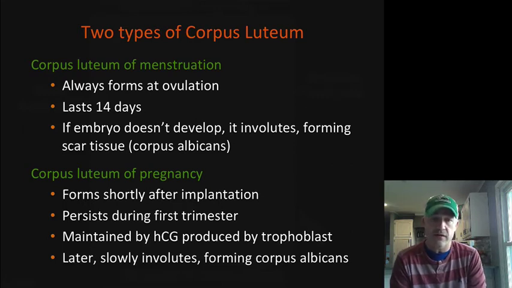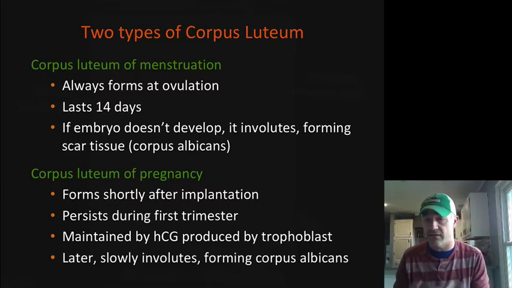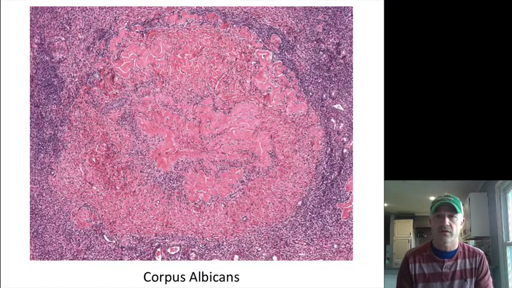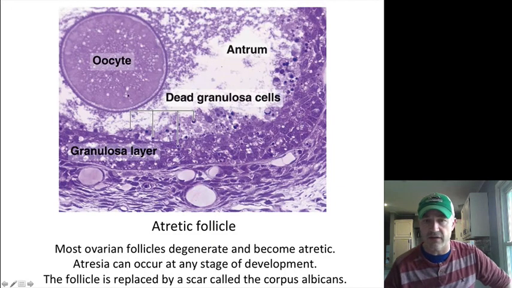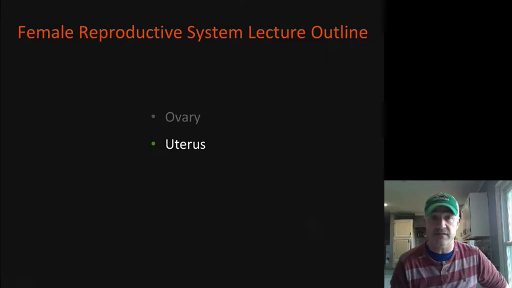If a pregnancy was to occur, you actually have the embryo releasing a hormone called HCG, which mimics LH and is going to maintain that corpus luteum. After about the first trimester, the placenta takes over production of these hormones, and that will slowly degenerate to a corpus albicans through late pregnancy. So this is that corpus albicans, that scar tissue that's left. You can see this is an atretic follicle, one that degenerated, where the granulosa cells kind of degenerate and fall apart. Soon they will become that corpus albicans.